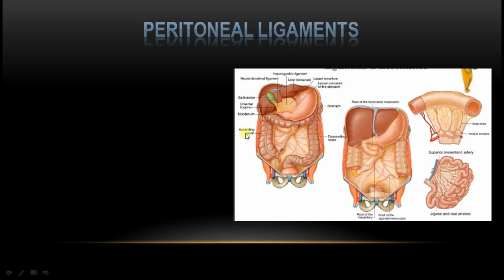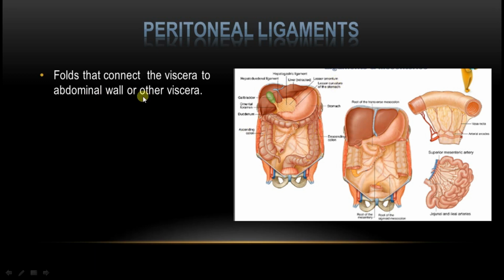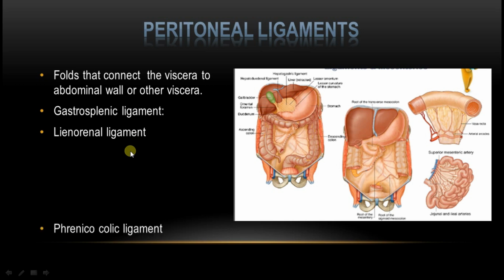Now, we will see what peritoneal ligaments are. They connect the viscera to the abdominal wall or to other viscera. So when it is running between two viscera or to the abdominal wall, it is called a peritoneal ligament. The gastrosplenic ligament and lienorenal ligament: the gastrosplenic connects your stomach to the spleen, and the lienorenal connects your spleen to the kidney.